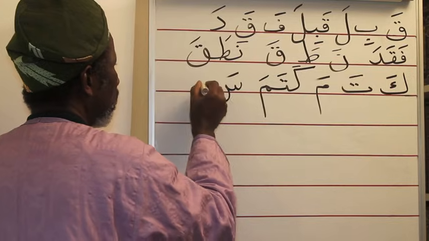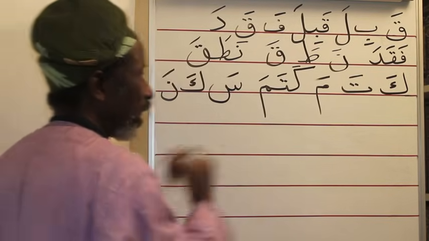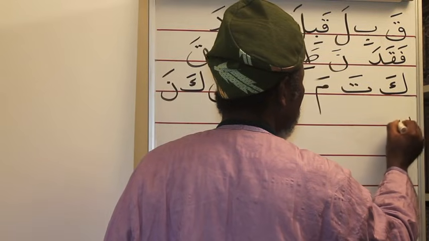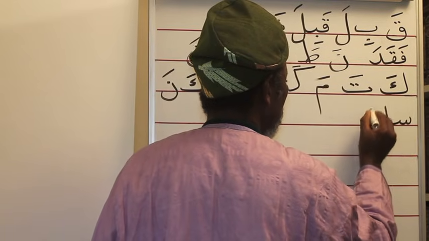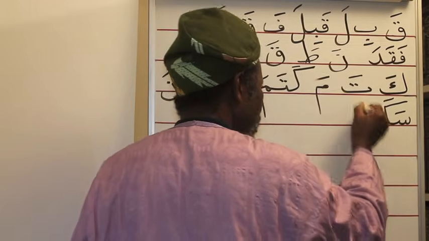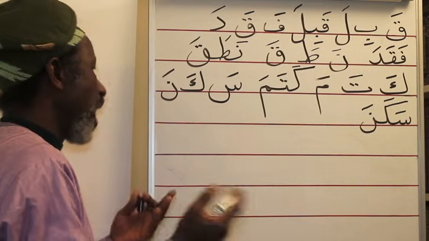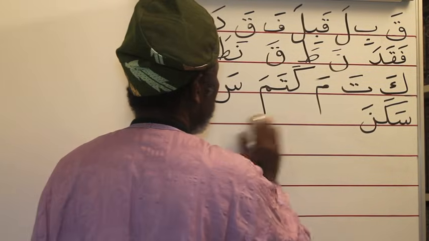Kaf in the middle, sakana. Sa, ka, na. Sakana. Let's join that. Sa, ka, na. Sakana. We're looking for kaf at the end, like masaka, for instance.